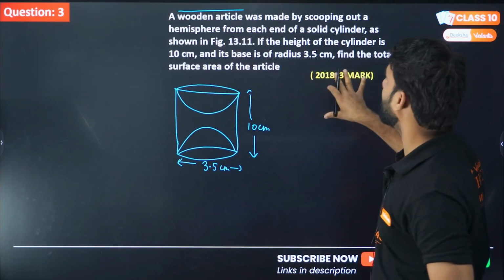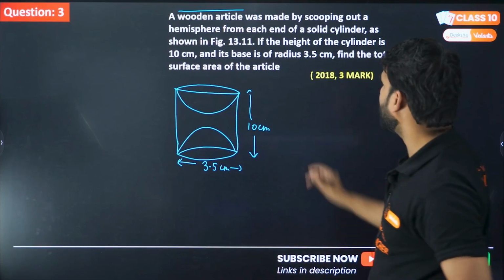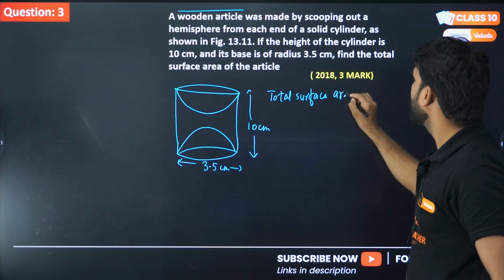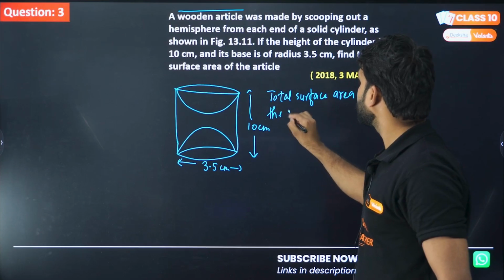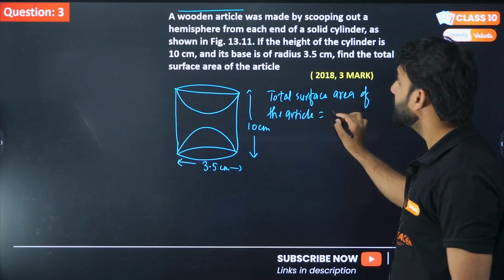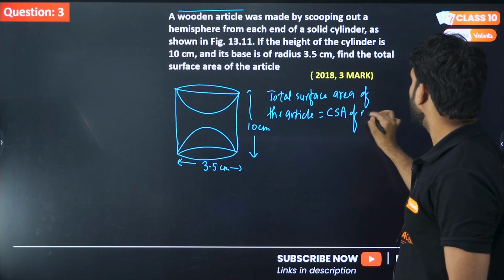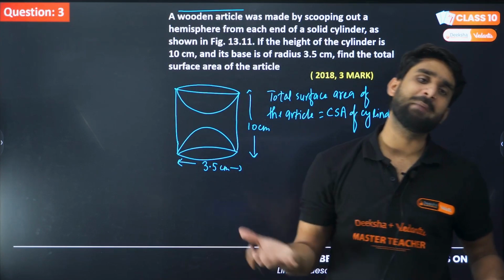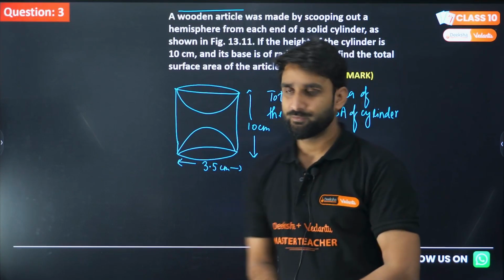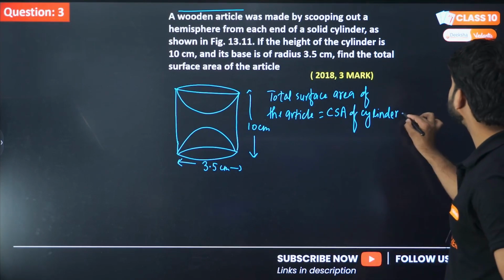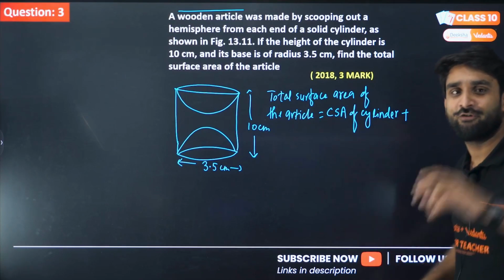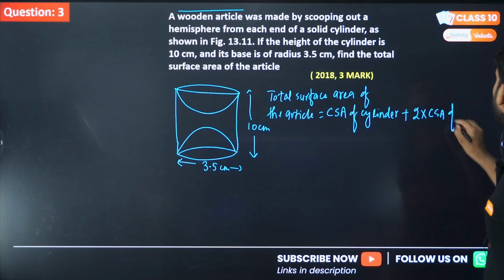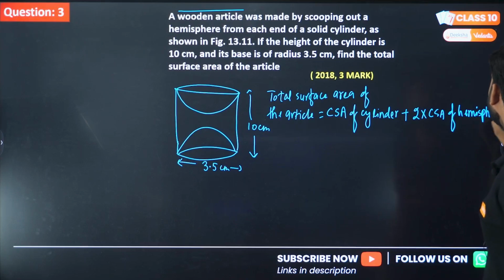So to find the total surface area of the article after scooping two hemispheres, look, the total surface area of the article will be the curved surface area of the cylinder. The wall of the cylinder will be there, because after scooping the two hemispheres, there is no impact on the cylindrical wall. So we are taking the CSA of the cylinder, plus only the curved surface area of the hemisphere. But the hemispheres are two, so we can write 2 into CSA of hemisphere, which are scooped, right?